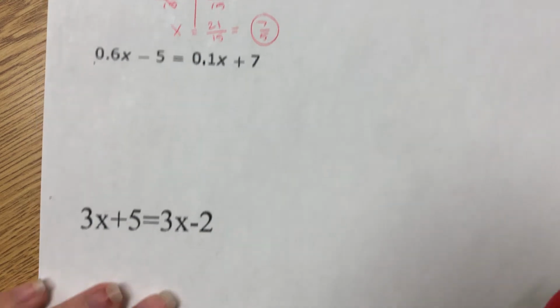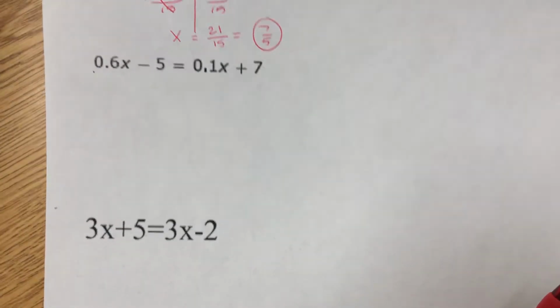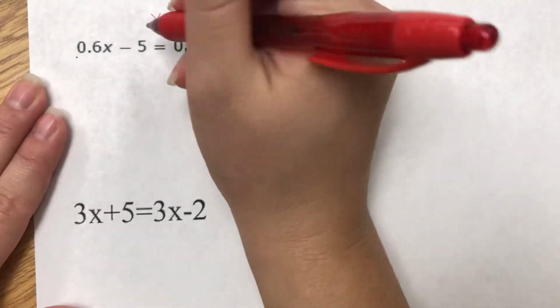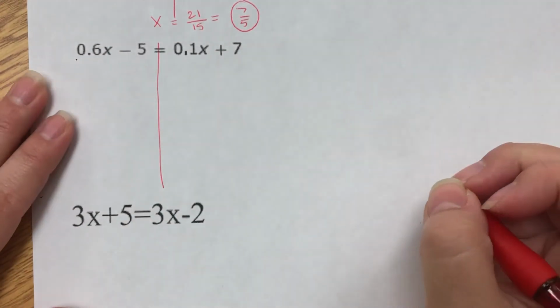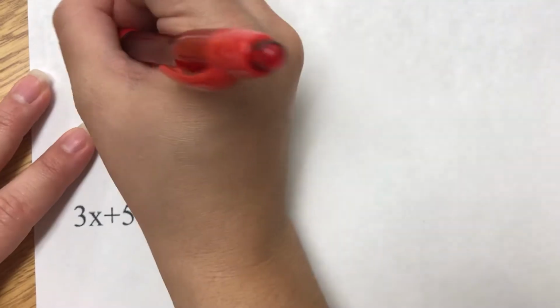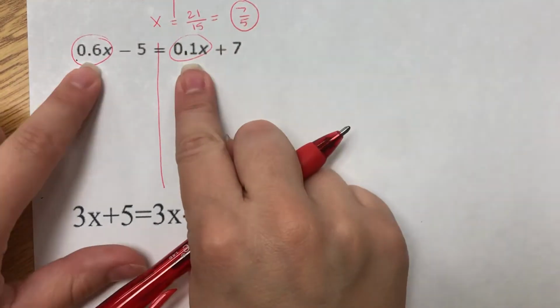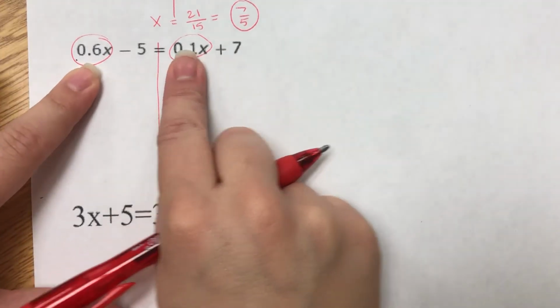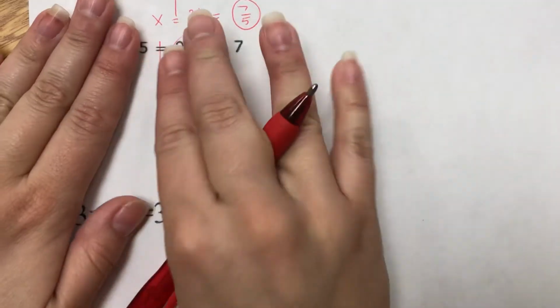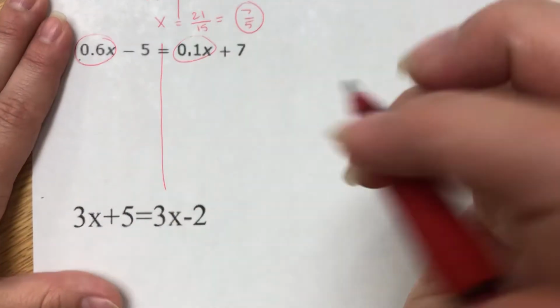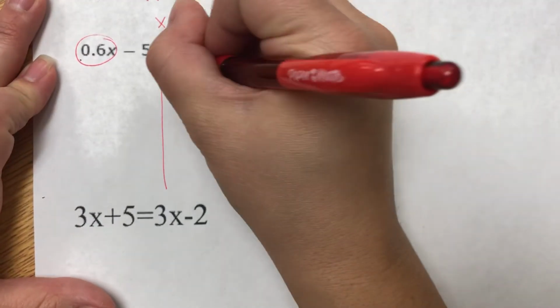Okay, let's look at this one. This one's a little bit trickier because it has decimals, but nothing is different. It all works the same exact way that we just did the first one. So let's take the x's and let's try to put them together. Since they're on the different side of the equal sign, I have to do the opposite in order to move one to the other side.